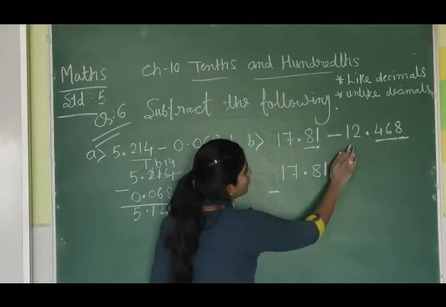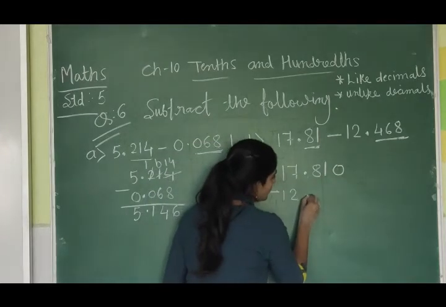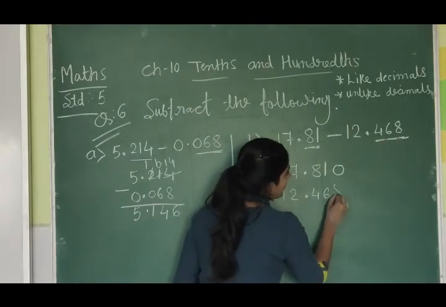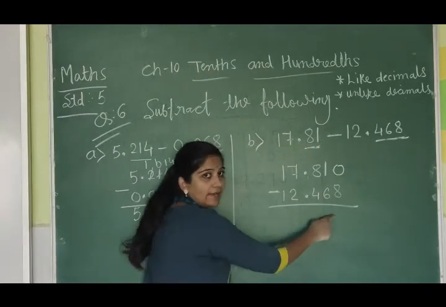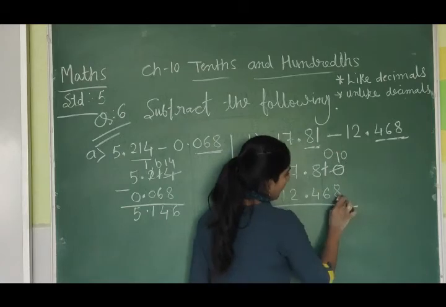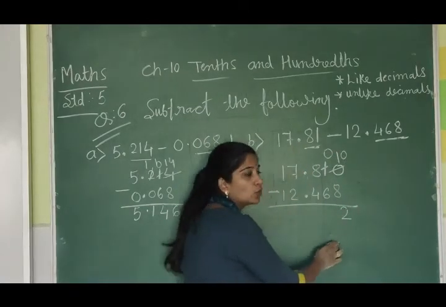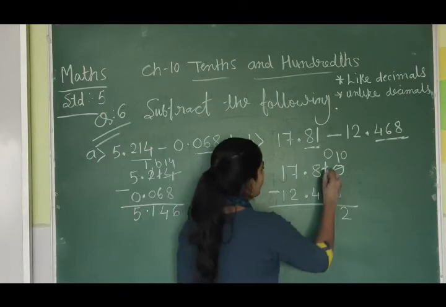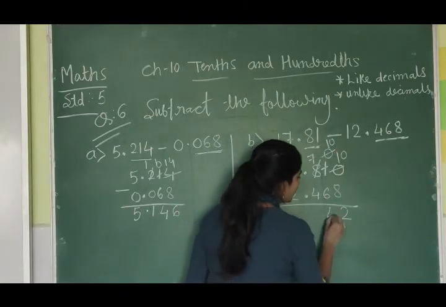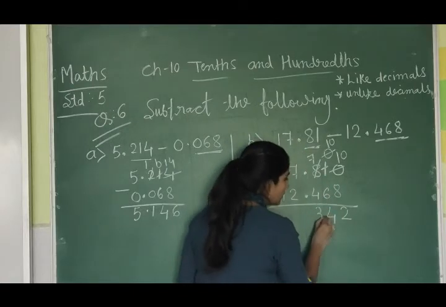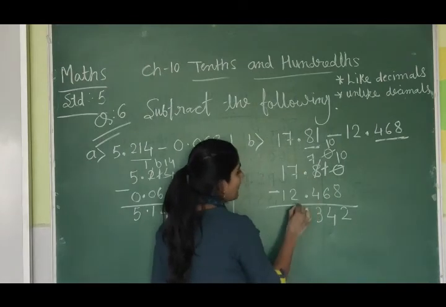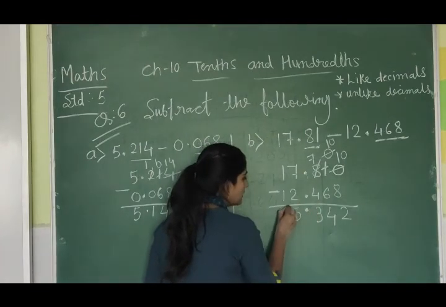Okay, now 12, we have to put the decimal point in the decimal place. 4, 6 and 8. 0 minus 8 not possible. 10, we have to cut. 10 minus 8 is 2. 0 minus 6 not possible again. So we have to cut down. 10 minus 6 is 4. 7 minus 4 is 3. Decimal point, decimal point, decimal point. 7 minus 2 is 5. 1 minus 1 is 0.